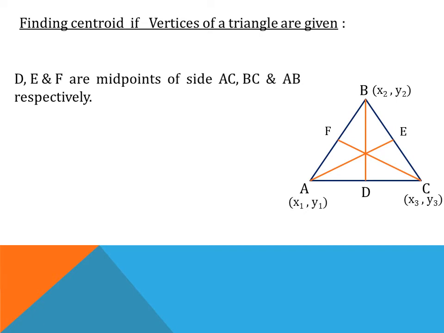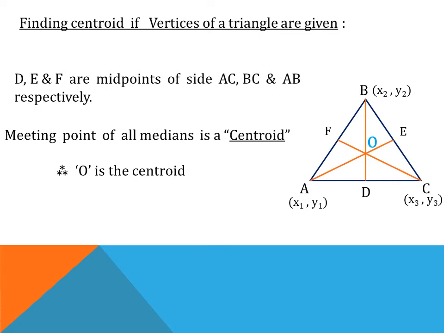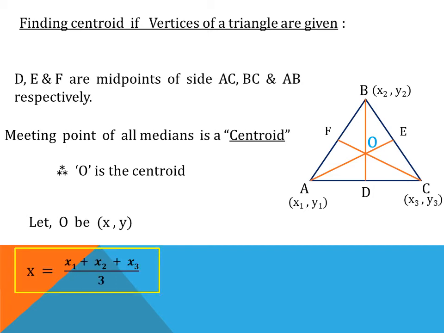The meeting point of all these medians, that is where all these medians intersect at one common point, is known as the centroid. So in our figure, point O is the centroid. Let us say the coordinates of O are x, y. How do we get the x coordinate? The x coordinate will be equal to the addition of all the x coordinates of vertices A, B and C divided by 3. So x is equal to x1 plus x2 plus x3 upon 3. Similarly we do for y. So y becomes equal to y1 plus y2 plus y3 upon 3. Now that we have understood these formulas, let us solve a few questions on the same.